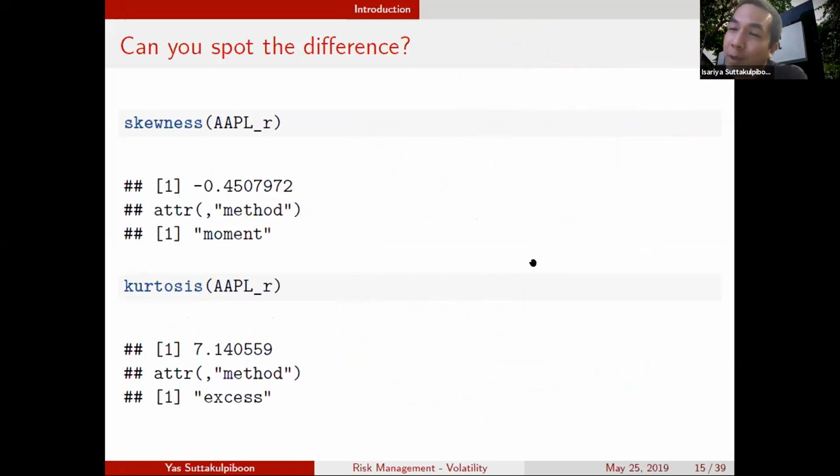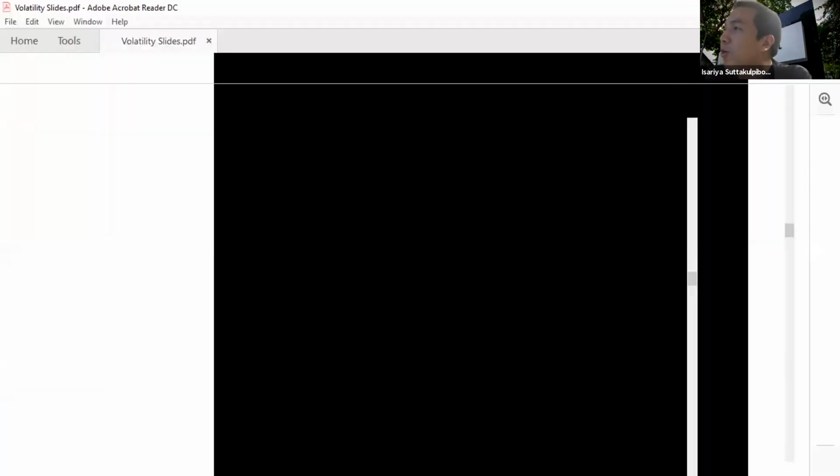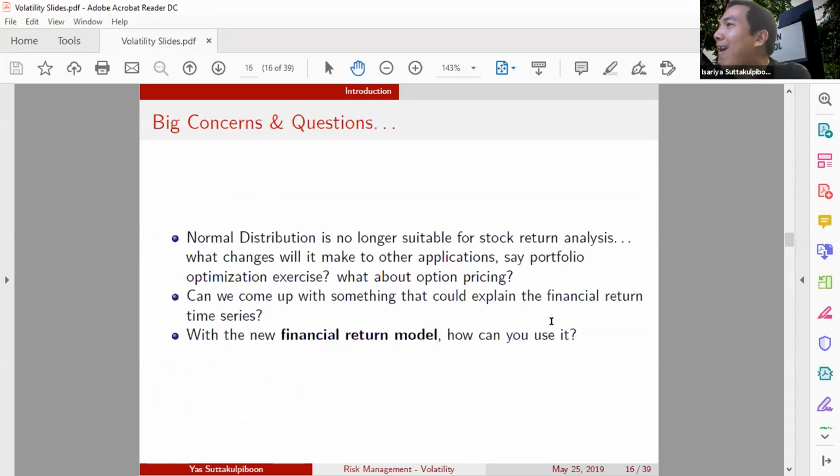Okay, all in all, what I want to say is that, hey, it's not normal at all, right? So a big concern: the normal distribution is no longer suitable for stock returns analysis. What changes will it make to other applications, say a portfolio optimization exercise? Now, if you think about portfolio optimization, you probably want to evaluate your assumption, right? Because optimization using the normal distribution is probably not going to work, right? What about option pricing, right? Usually we follow the normal distribution to derive the Black-Scholes formula. Probably it's not going to work, right?